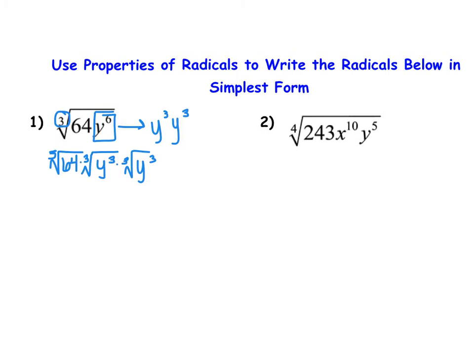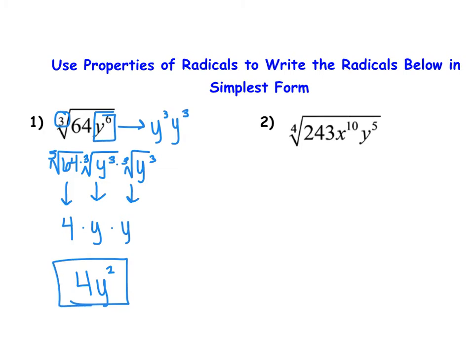Now, the reason I'm doing this is because anything to the power of 3, I can take a cubed root of. So here, the third root of 64 is going to become 4. Then from here, cubed root of y to the third, well, those undo each other, so I'm just left with y. And same thing here. So my final answer here really becomes 4 times y squared.